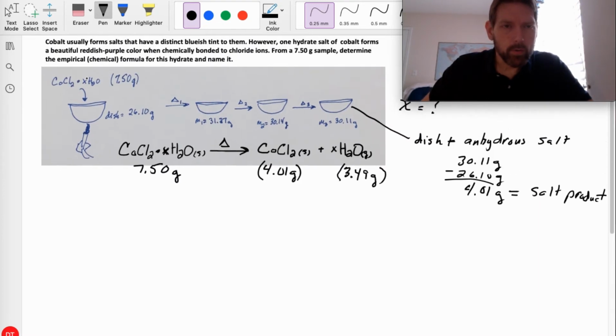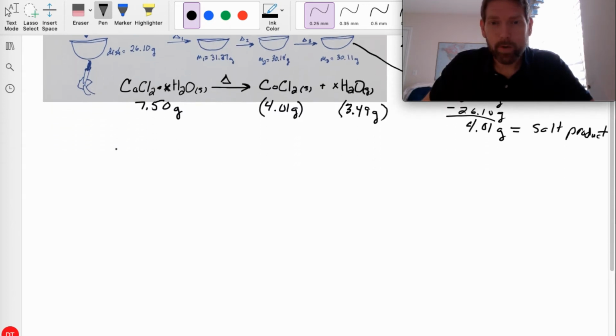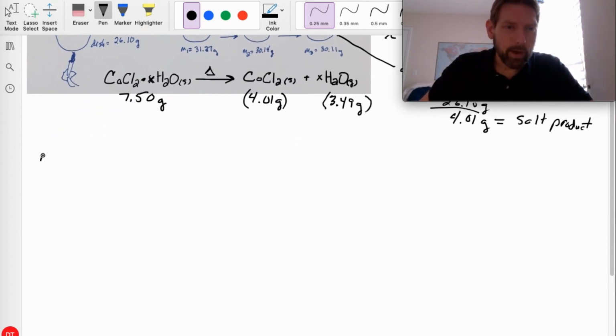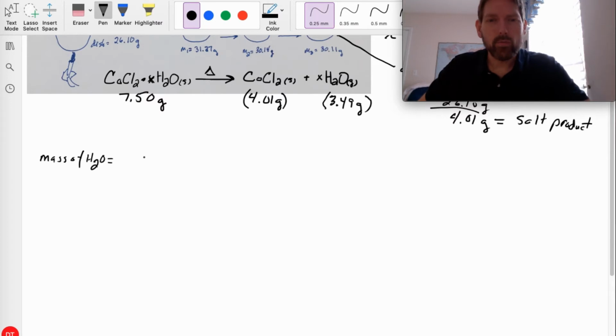Remember, when you look at a formula, that X represents moles of water. So right now there's 1 mole of cobalt 2 chloride, but we don't know how many moles of water. So ultimately we need to know how many moles of water for every 1 mole of cobalt 2 chloride. So right now we've got mass of water. And the mass of water that we have is 3.49 grams of water.